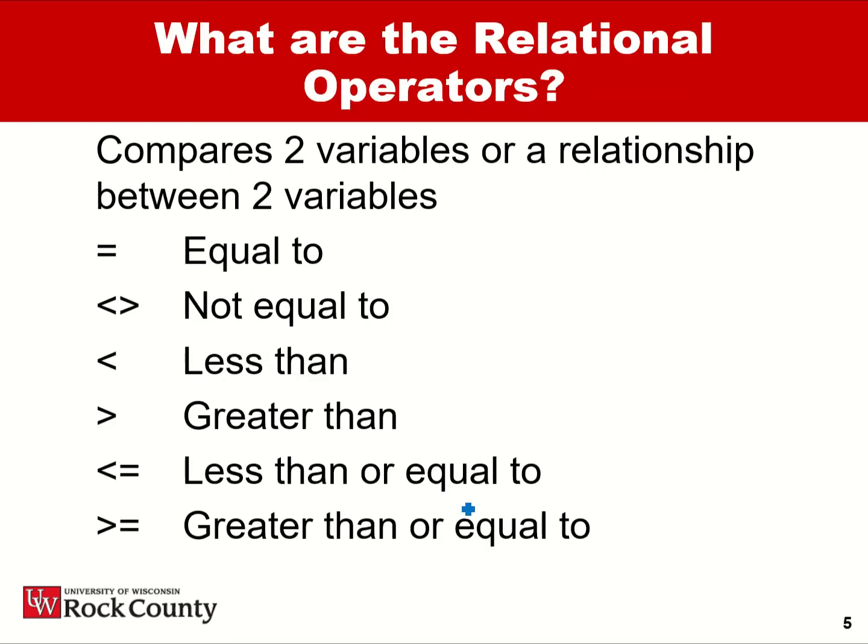We know them as your basic equals, right? So if you're equal to 21, or less than, or not equal to 21, or less than or greater than 21, or less than or equal to 21, or greater than or equal to 21. These are all the symbols that will be used in Excel for our relational operators. So these compare two variables, or relationships between two variables, and return a result of true or false.